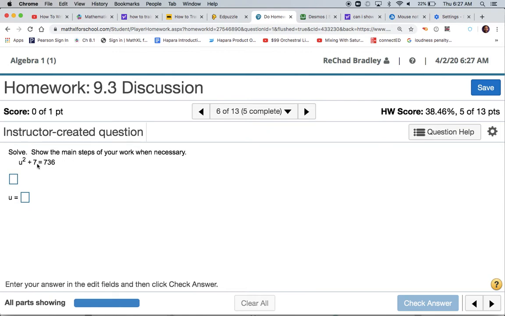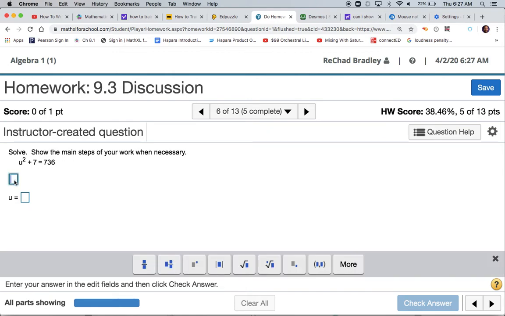Here again, u squared plus 7 equals 736. First off, u squared equals, because I know that 7 is going to go away. When I subtract 7, I can ignore the 7. 36 minus 7 is, I believe, 29.